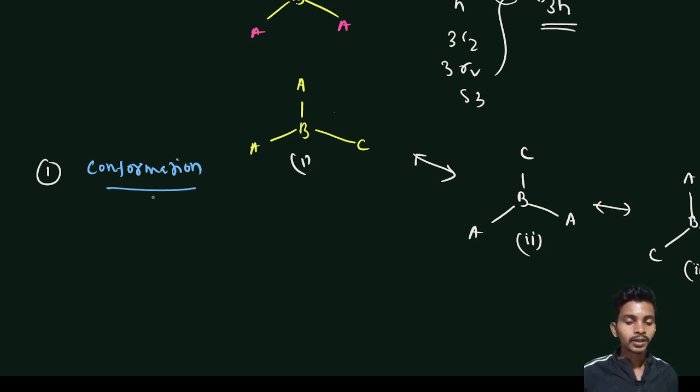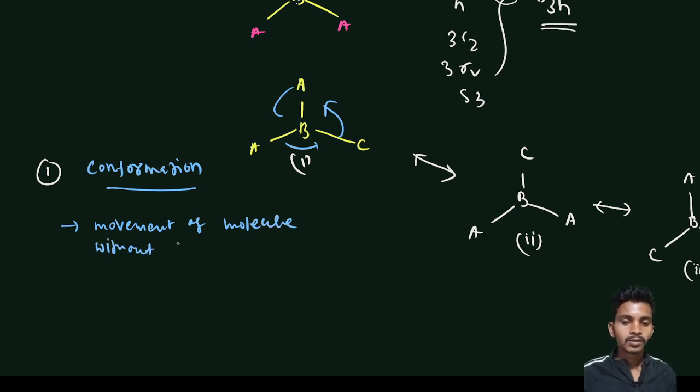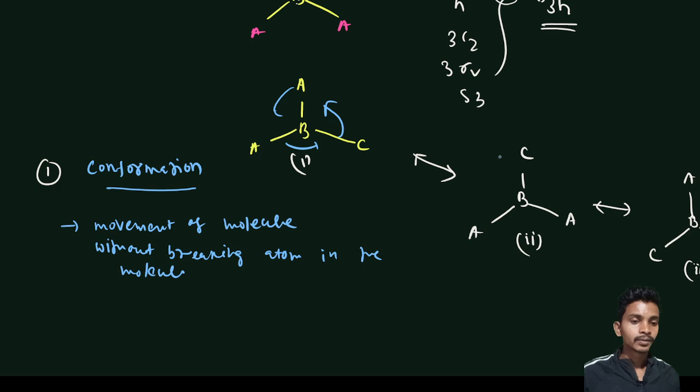Conformations means rotating the molecule without breaking the atoms. If you rotate like this, then this is a conformation. Conformations means movement of the molecule without breaking atoms in the molecule. So without any break, if you move, then that is called a conformation. Here I am moving C without any breaking, simply moving. So these all are conformations.